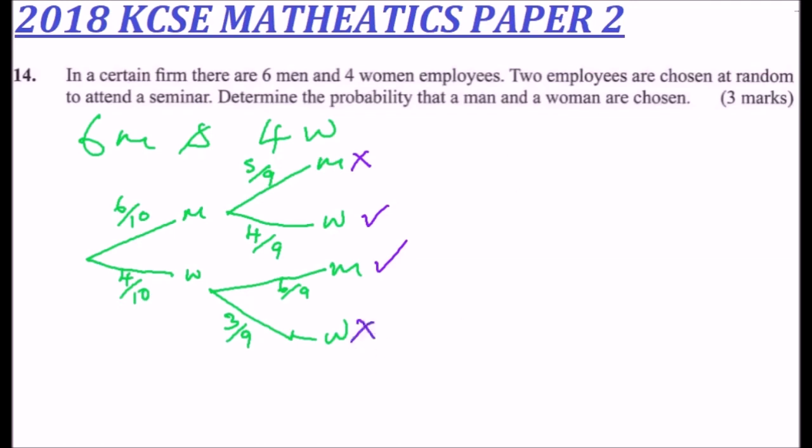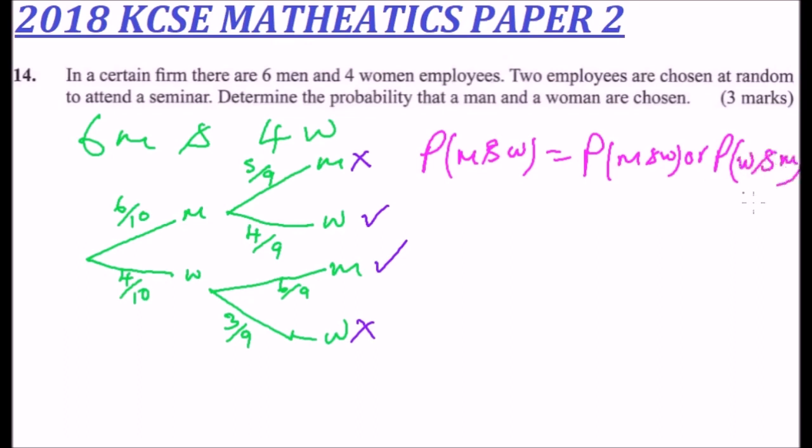The last one, a woman was chosen the first round and the second round, so that cannot work. Therefore, from there, we can say the probability of a man and a woman being chosen is equal to the probability of choosing a man and then a woman, or the probability of choosing a woman and a man. So we can work this out: it is 6 over 10 multiplied by 4 over 9 plus the other one, which is 4 over 10 multiplied by 6 over 9.